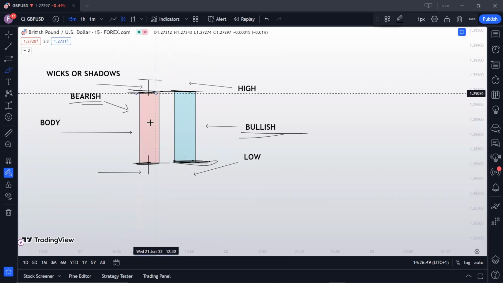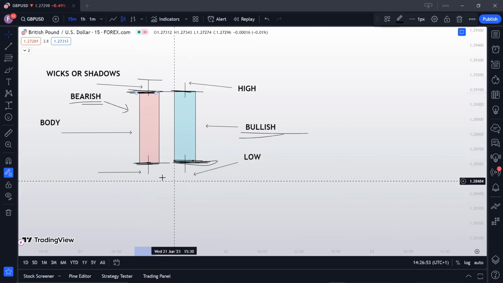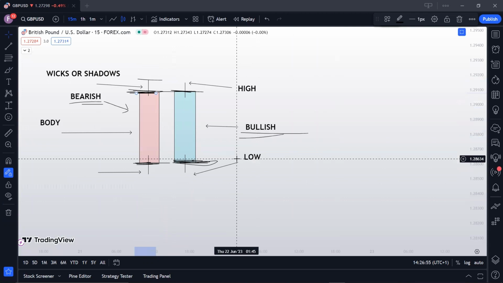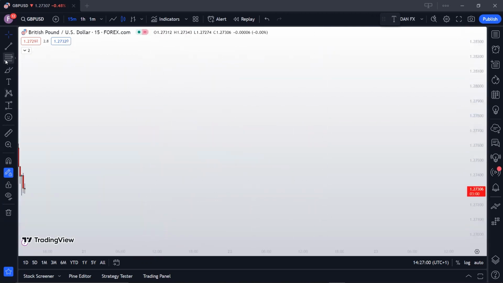It came back down and closed down here. Also, price came all the way down here and went back up, right? So a bullish candle can turn into a bearish candle, and a bearish candle can turn into a bullish candle. Now, to explain that, here's how it is.